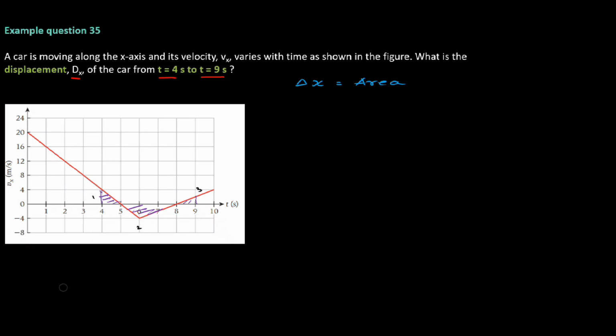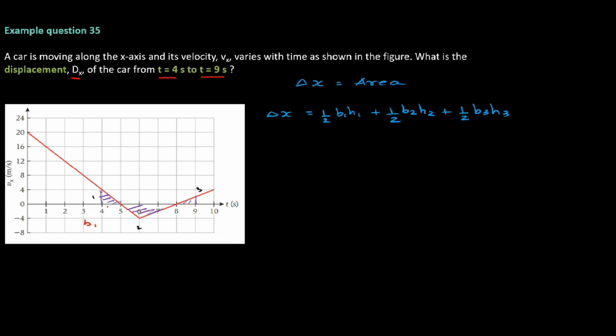So when I have to find the area under this region, I will write delta x equals. Each of these three regions is a triangle. So I will write half base of 1 times height of 1 plus half base of 2 times height of 2 plus half base of 3 times height of 3. Now find the base and height values for each of them.